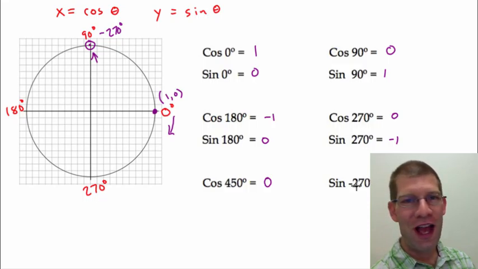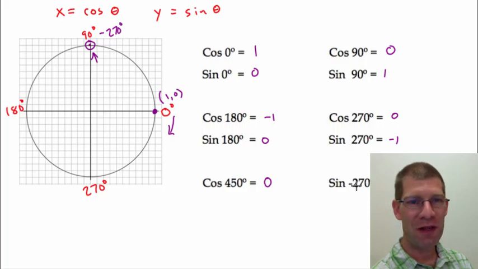So unit circle, great for approximating different values for sine and cosine, being able to do some of that stuff in your head. And we'll look at other things that it's really good for as we move through the chapter. That's it.